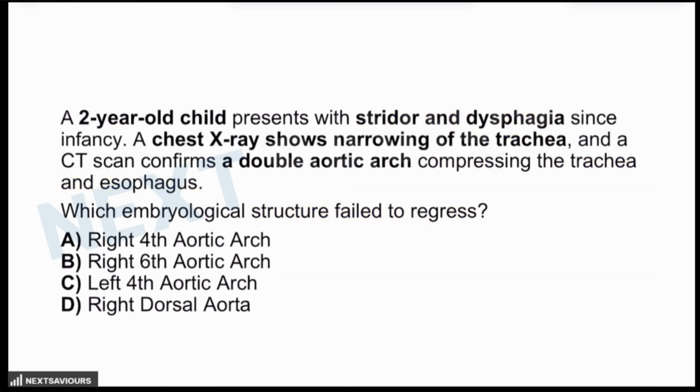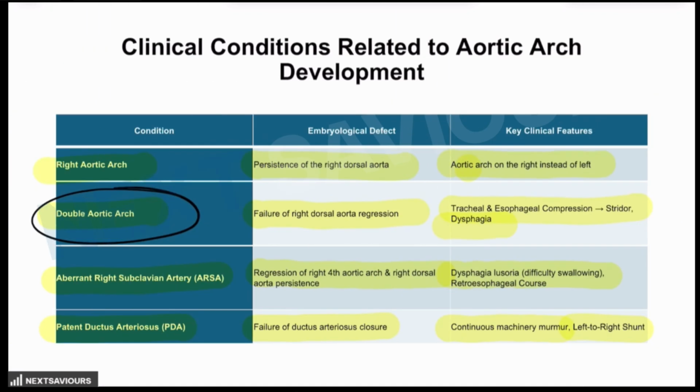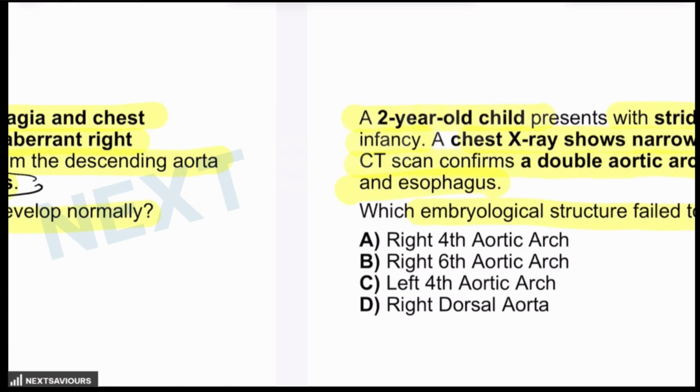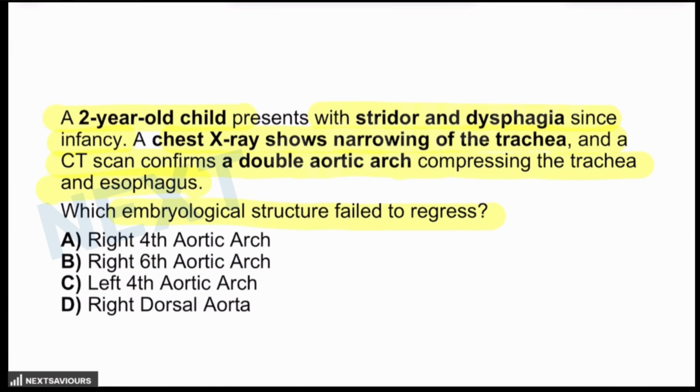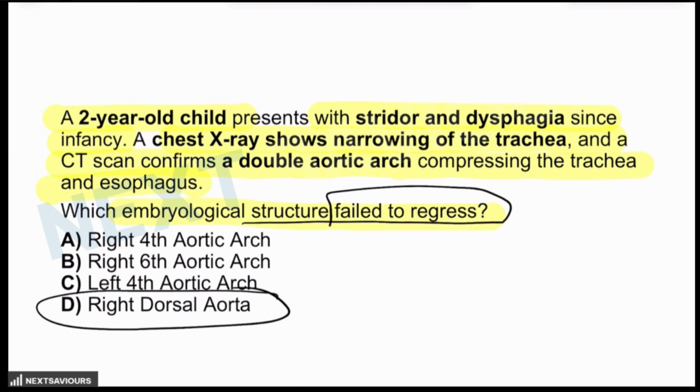Let us talk about another question. A 2-year-old child presents with a stridor and dysphagia since infancy. The chest X-ray shows narrowing of the trachea, and CT scan confirms a double aortic arch compressing the trachea and esophagus. Which embryological structure failed to regress? Normally we know that the right dorsal aorta regresses, but the failure leads to the formation of double aortic arch, forming a vascular ring that compresses the trachea and esophagus, leading to stridor and dysphagia. So, what is the correct answer? It is the right dorsal aorta, which has failed to regress, leading to the formation of the double aortic arch.